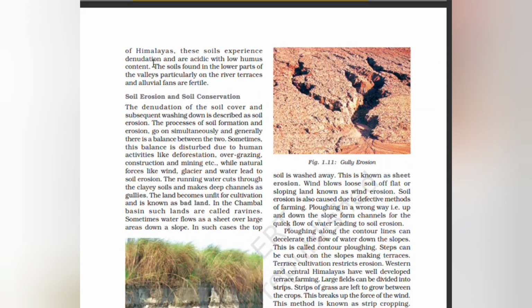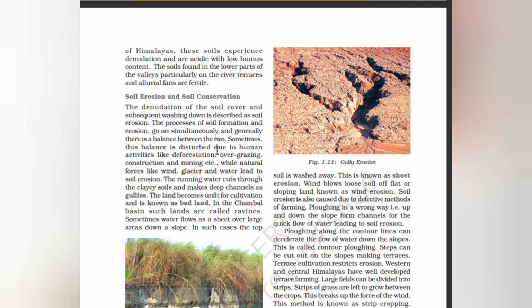In the snow-covered areas of the Himalayas, the soils experience denudation and are acidic with low humus content. The soils found in the lower parts of the valleys, particularly on the river terraces and alluvial fans, are fertile. Soil erosion and soil conservation. The denudation of the soil cover and subsequent washing down is described as soil erosion. The process of soil formation and erosion go on simultaneously, and generally there is a balance between the two.